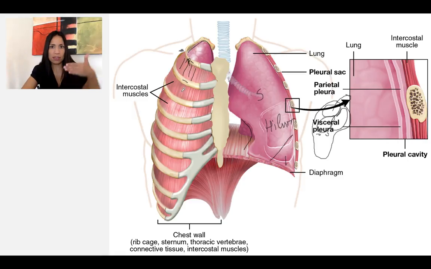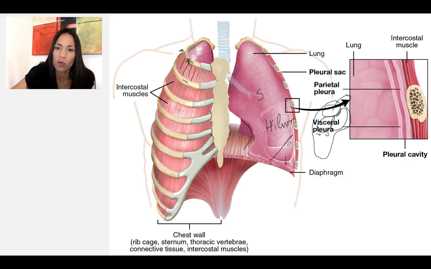We have two sets, internal and external intercostal muscles, that we will describe just a little bit in the next video when we describe how these muscles are involved with the respiratory movement, ventilation.